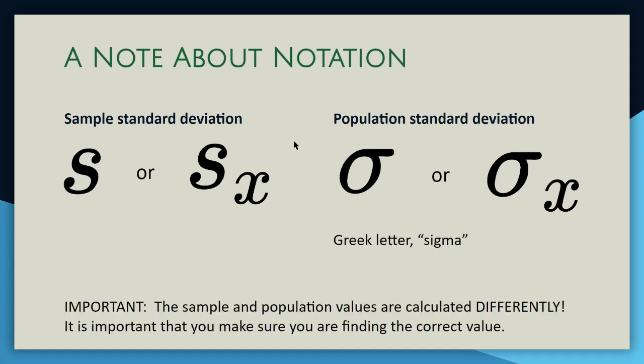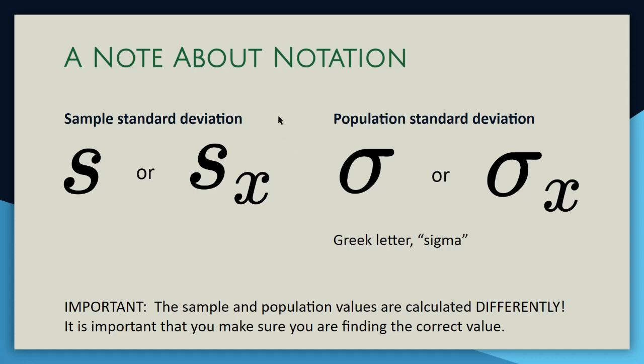It is important to note that unlike the mean, the sample standard deviation and the population standard deviation are calculated differently. Meaning when you look on a calculator, it's going to spit out a value for S and a value for sigma, and those values will be different. So it's very important for standard deviation that you are clear about whether you're looking at sample data or population data, because that's going to affect the number you pull from the calculator.